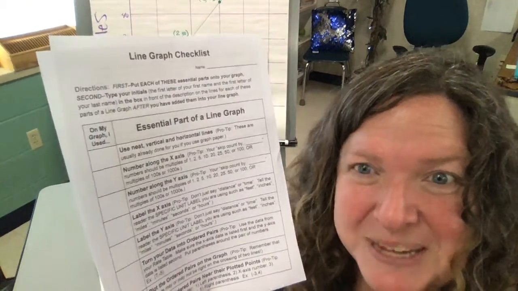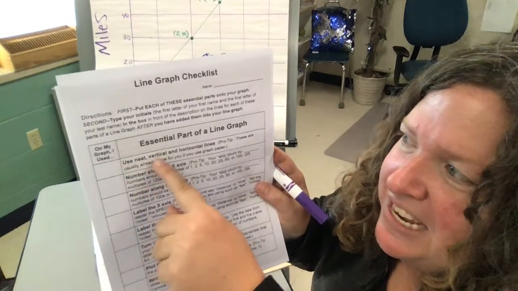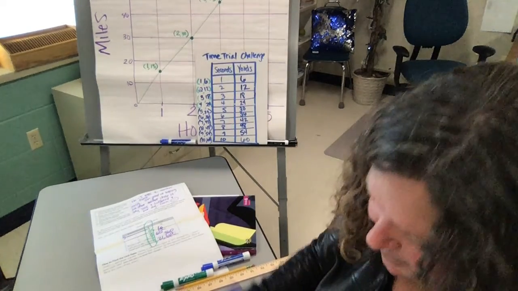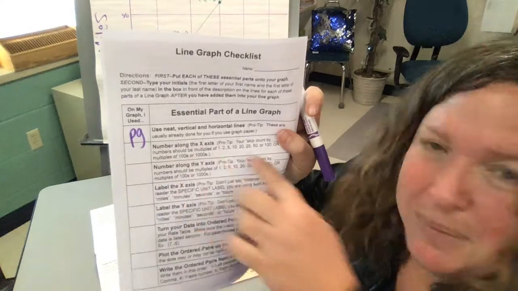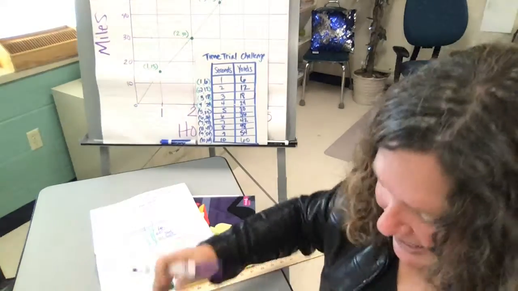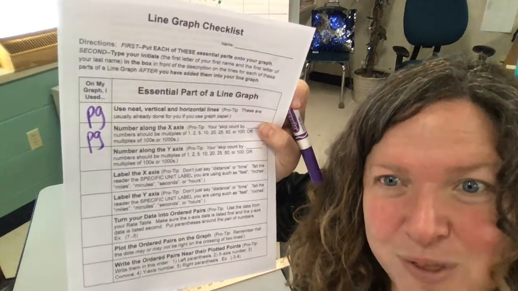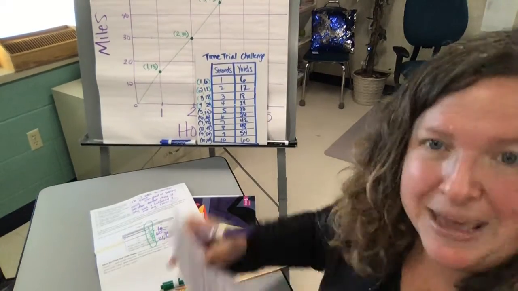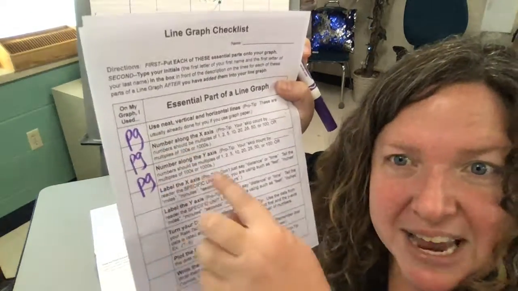This is your assignment. It's listed as your assignment in your Google Classroom. Did I use a neat vertical and horizontal line? Well, I had a graph, so that was easy. So I'm going to write PG. There are my initials. Did I number along the x-axis? You bet I did. I counted by ones. Did I number along the y-axis? You bet. I counted by fives. Do you see how I'm asking myself and I'm answering my own questions? You're going to do this exact thing.